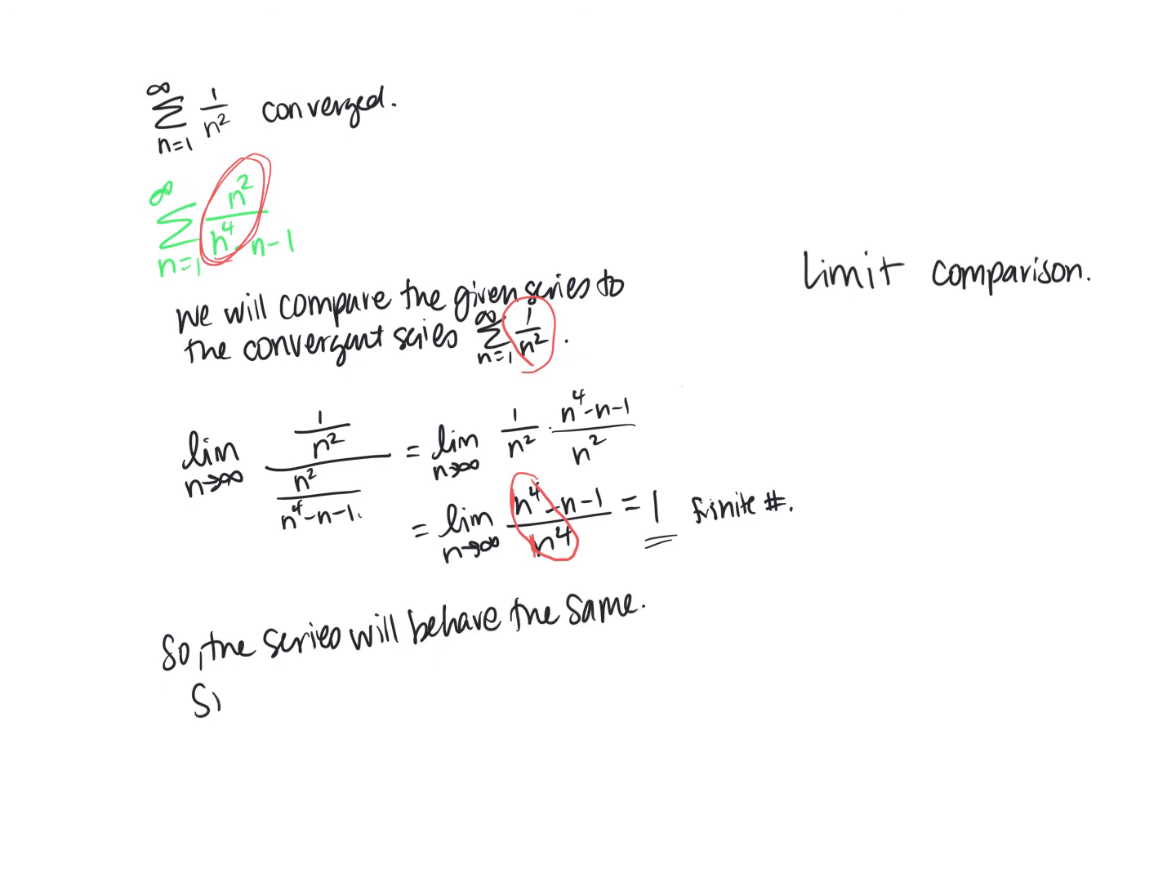So that means that since the sum of 1 over n squared converges, we know that this sum, n equals 1 to infinity of n squared over n to the fourth minus n minus 1, will also converge. And similarly, if we were doing a limit comparison to a divergent series and we got a finite number, that would just tell us that they're going to act the same way. So if we get a finite number there, then that means that the thing we're comparing to is going to act the same as the given function.